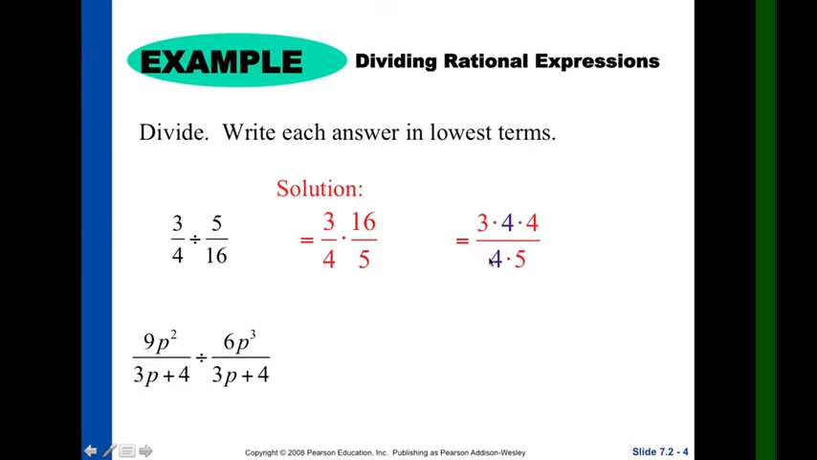Yung 4, pwede rin siyang i-factor out. But since meron naman siyang kamukha sa taas, so pwede na nating i-retain yung 4 dito. And then we can cancel now here yung dalawang 4 sa taas at sa baba. At ang matitira na lang ay 3, 4, at saka 5. So 3 times 4 is 12 over 5.